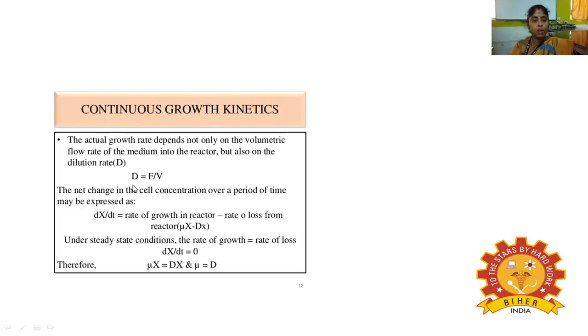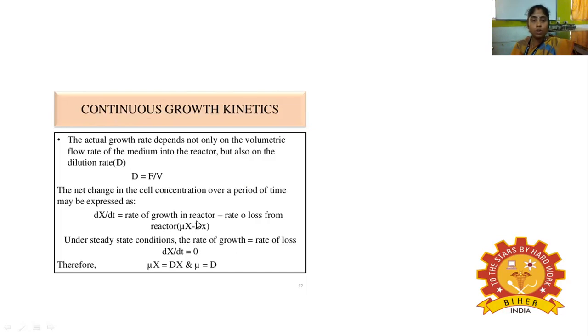So here D is equal to F by V. Under the steady state conditions that we talk about, the rate of growth will be equivalent to the rate of loss, which means that dX by dt is equal to 0. So substituting the μX.